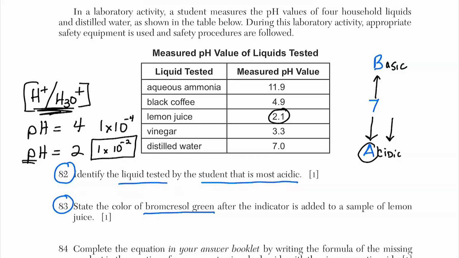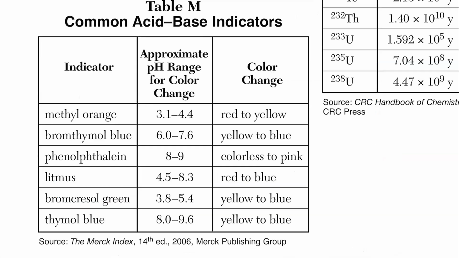So we need to go to a table that shows the actual pH ranges where pH indicators change, and that would be Table M. So that's where we're going to go now, Table M. So bromcresol green, okay, we noticed that the pH is 2.1 for that lemon juice.